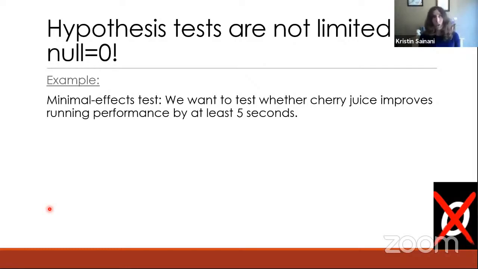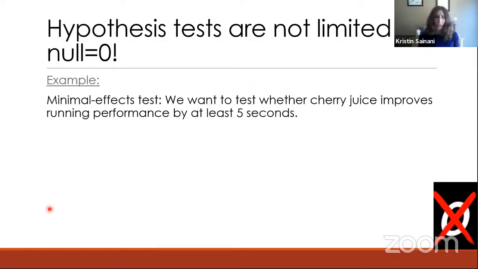So maybe you're a coach and you're thinking about making all of your runners drink cherry juice. Now, cherry juice is costly, right? To me, it's not particularly palatable. Maybe it gives people cramps. It's kind of a burden to have to drink this every day. So you don't want to force all your runners to do this if cherry juice doesn't have at least some minimal effect on running performance. And we're setting the minimal effect here at 5 seconds.